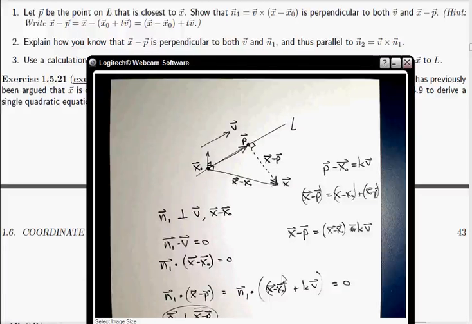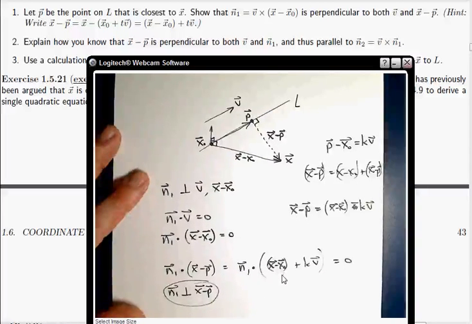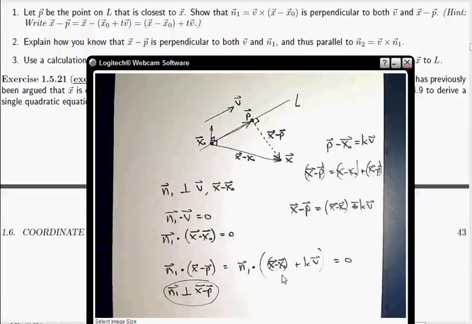Make sense? Yeah, I was first trying to do the things in parentheses. I didn't know you could separate them, like you can distribute the N1. Yeah, it's one of these really useful algebraic properties of the dot product. You can distribute dot products. Absolutely.